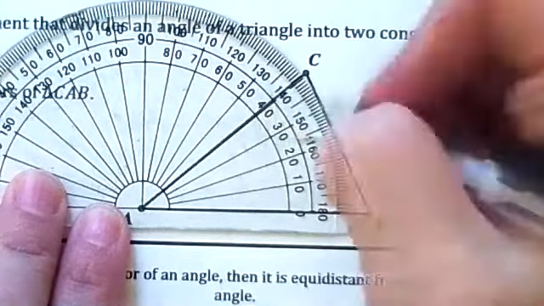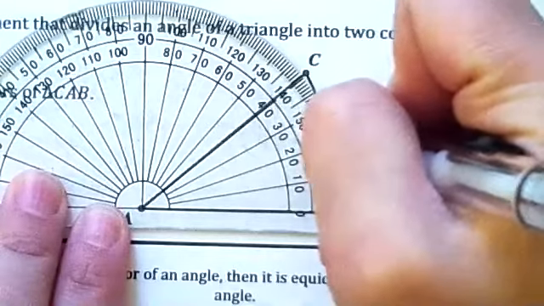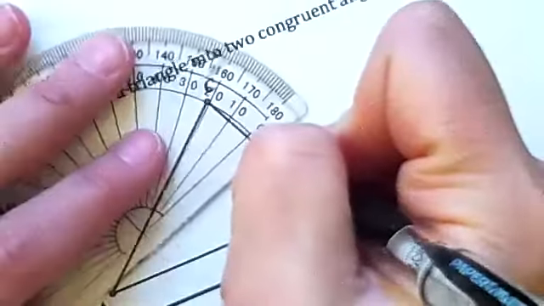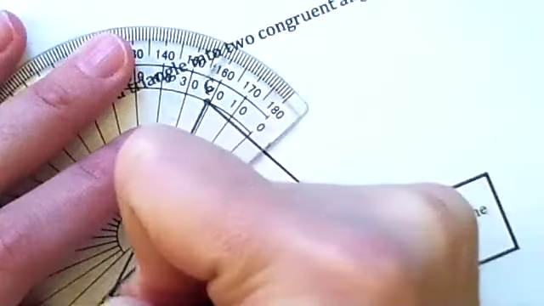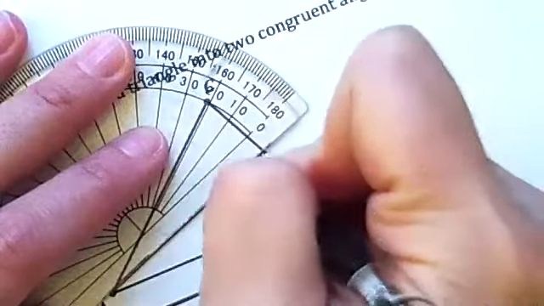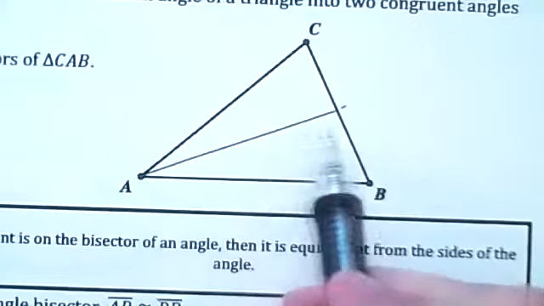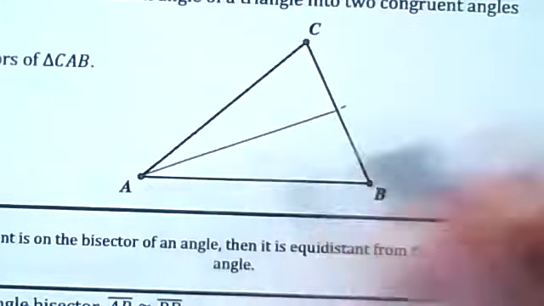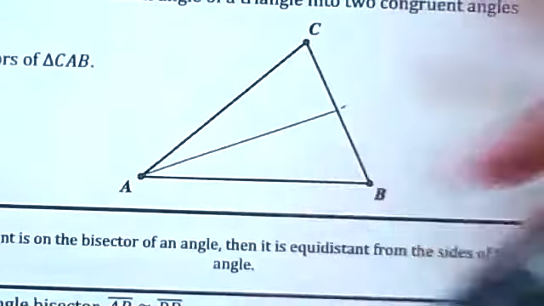Half of 40 is 20. So then you just make a mark where 20 is. And now I'm just going to connect this. When you do the angle bisectors, they always have to connect from a vertex to a side opposite. So you don't have to extend it through the triangle.